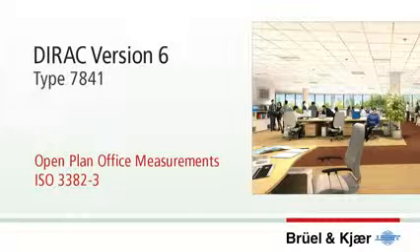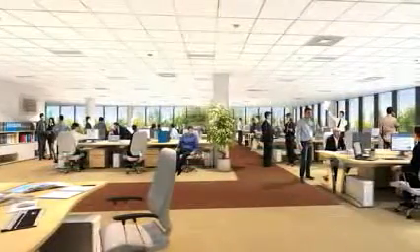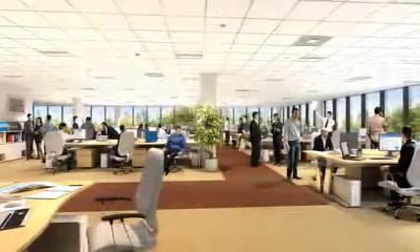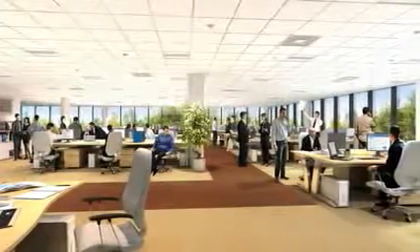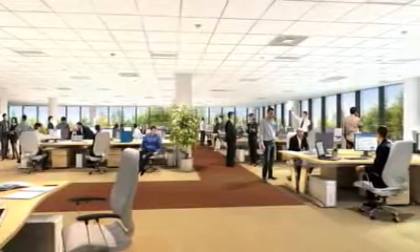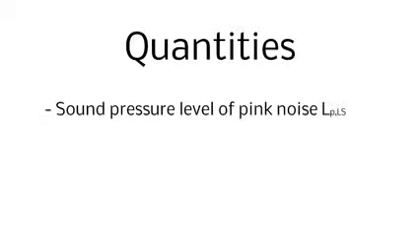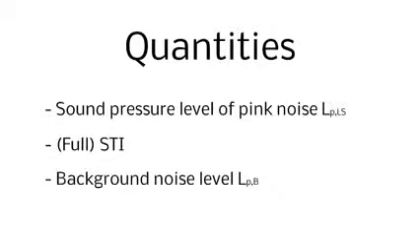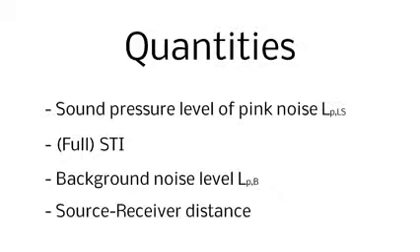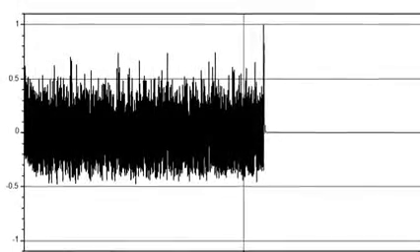The ISO 3382 Part 3 standard for open plan offices specifies single number quantities that indicate the acoustic performance of an open plan office. Measurements are made at multiple positions, and 4 quantities need to be measured at each position. The sound pressure level of pink noise, LPLS, the full speech transmission index, the background noise level, LPB, and the source receiver distance. In DIRAC 6, these 4 quantities can be measured simultaneously using an intermittent stimulus.